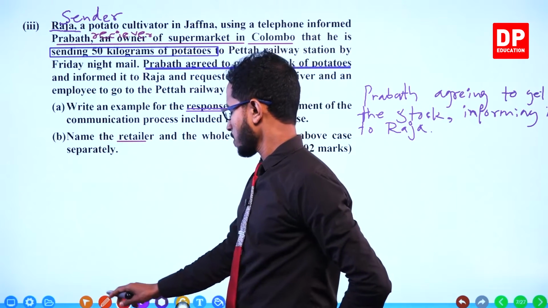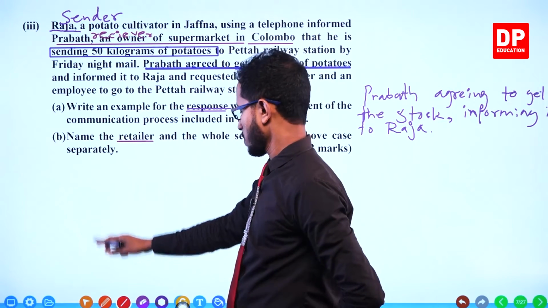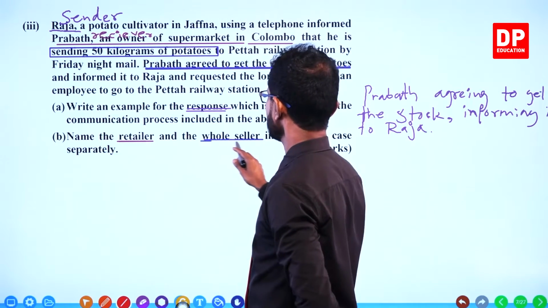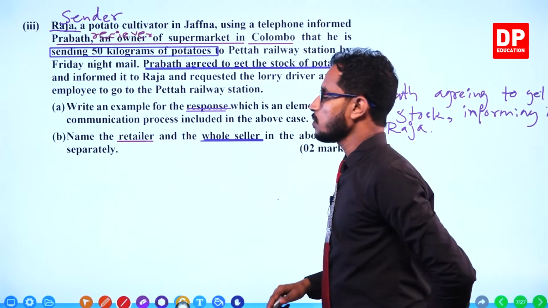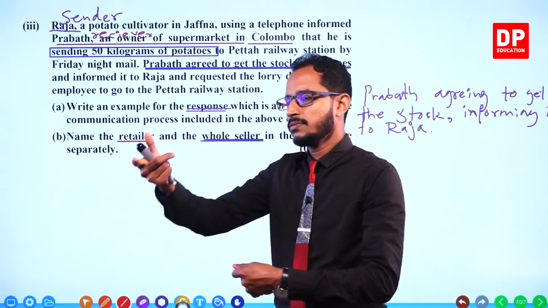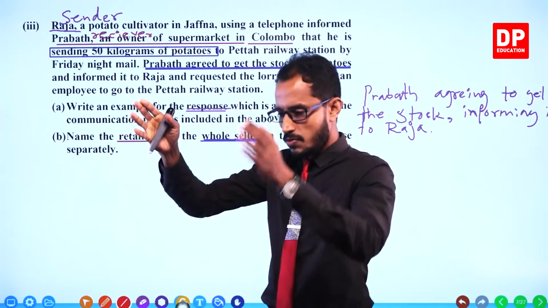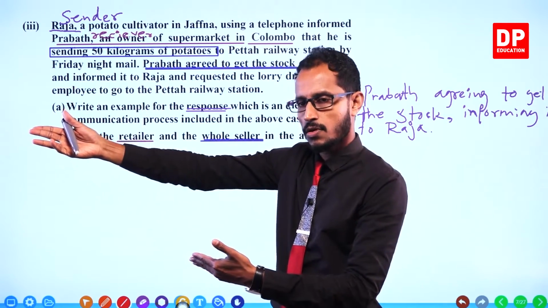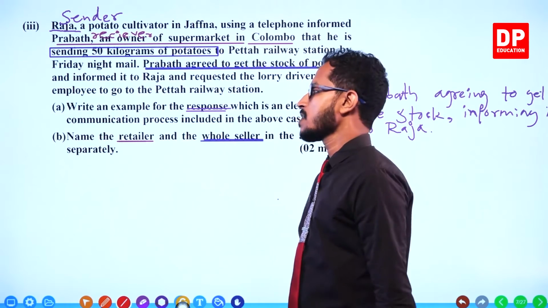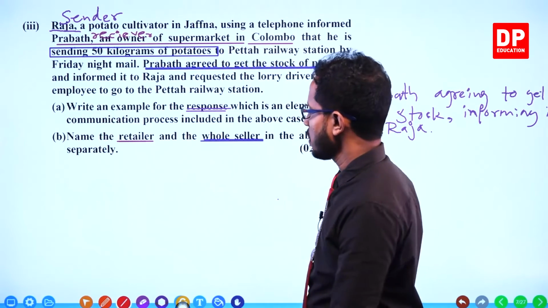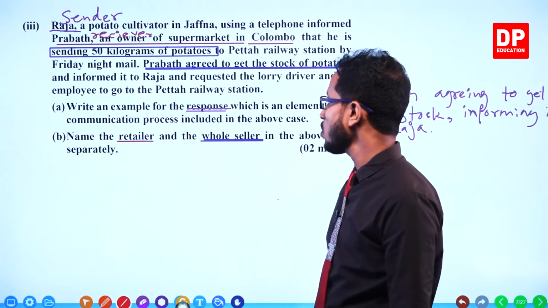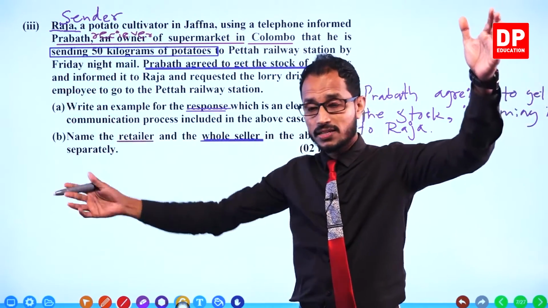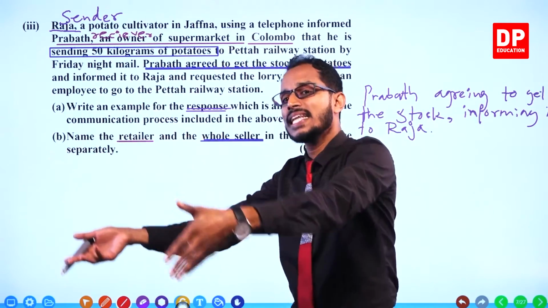Retailer and the wholesaler. Who is the retailer? Reselling goods, reselling stocks for the final consumer, reseller or retailer. And who is a wholesaler? Selling goods in large bulks for reselling purposes.